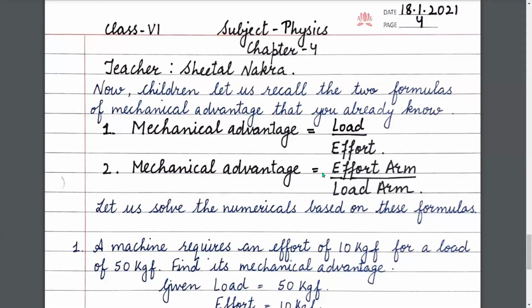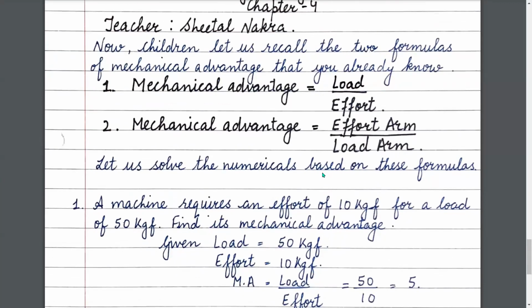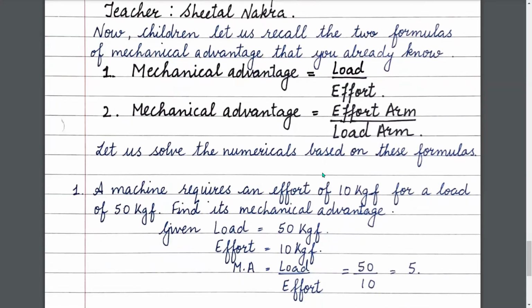Now, children, let us recall the two formulas of mechanical advantage that you already know. Number one, mechanical advantage is equal to load upon effort. Number two, mechanical advantage is equal to effort arm upon load arm. Let us solve the numericals based on these formulas.